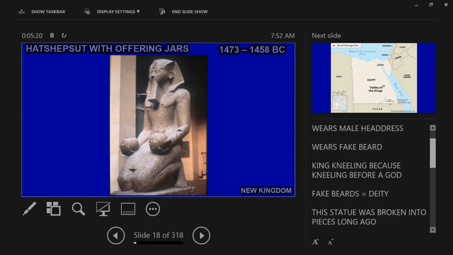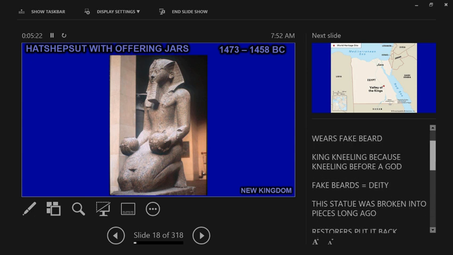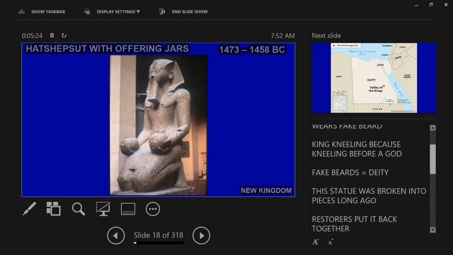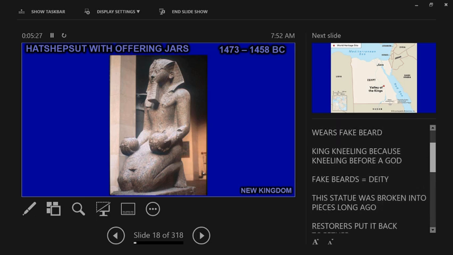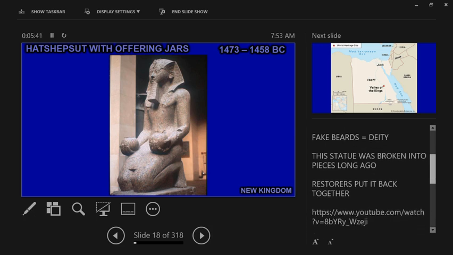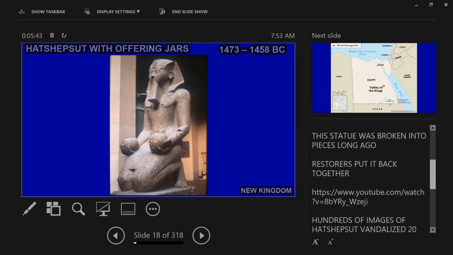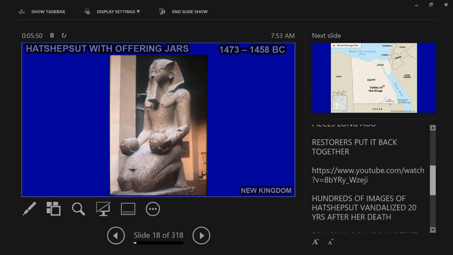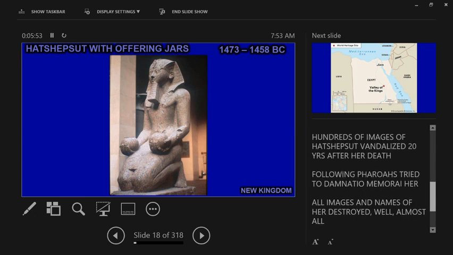She wears a male headdress. That nemes is for men. She wears a fake beard. That's for men. That's for gods. And in this particular sculpture, she's kneeling because she's kneeling before a god, but she is a god. The fake beard means that she's a deity. And this statue was broken into pieces long ago, and restorers have put it back.